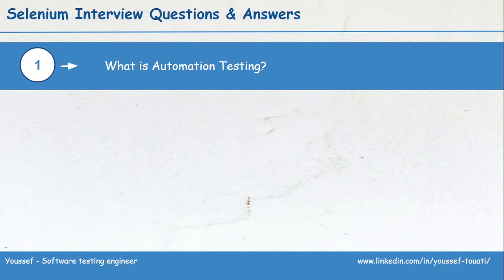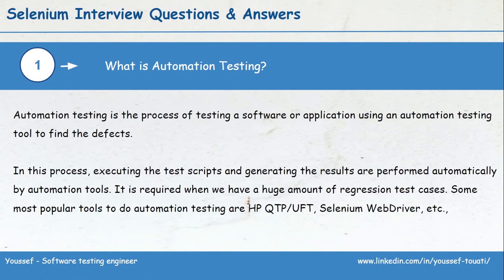What is automation testing? In fact, automation testing is the process of testing a software or application using an automation testing tool to find the defects. In this process, executing the test scripts and generating the results are performed automatically by automation tools. It is required when we have a huge amount of regression test cases. Some of the most popular tools to do automation testing are HP QTP, UFT, Selenium WebDriver, etc.